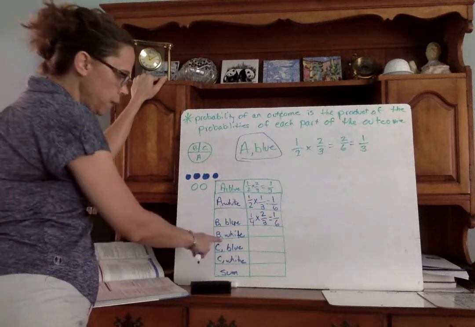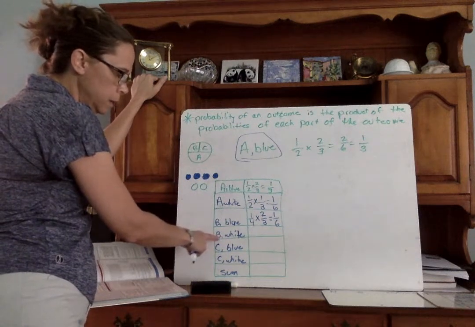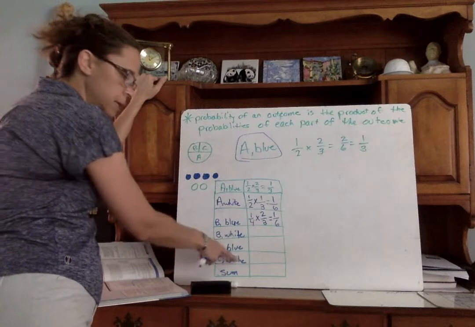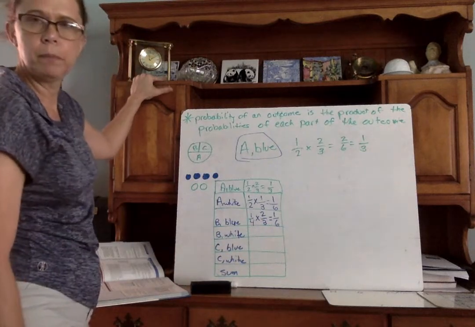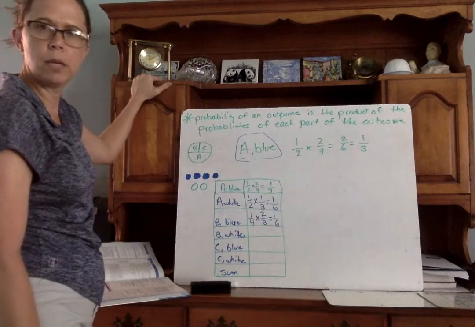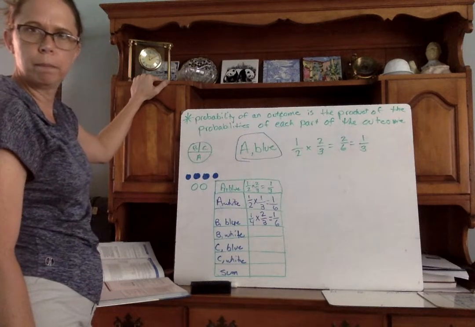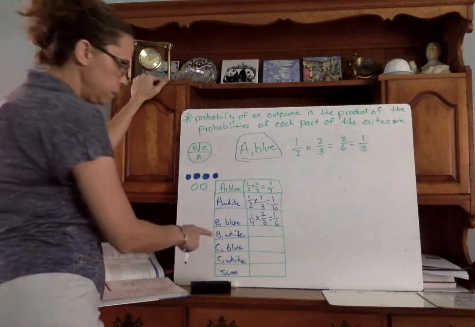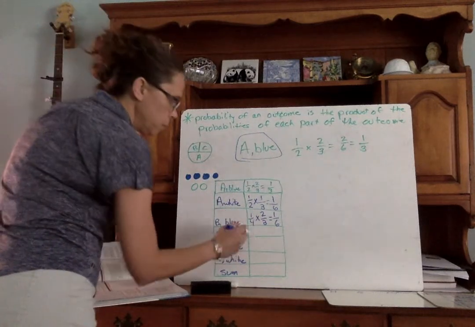Go ahead and find the probability for spinning a B and getting a white, spinning a C and getting a blue, and spinning a C and getting a white. Find the next 3. Pause your video. When you get those next 3, start it back up again. Okay, the probability of spinning a B is still 1/4.